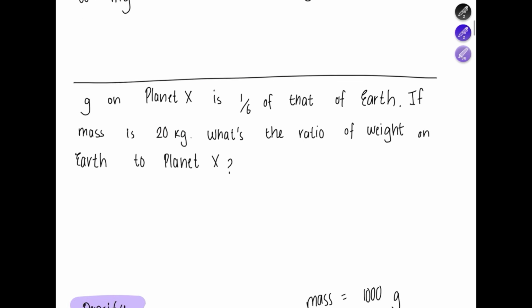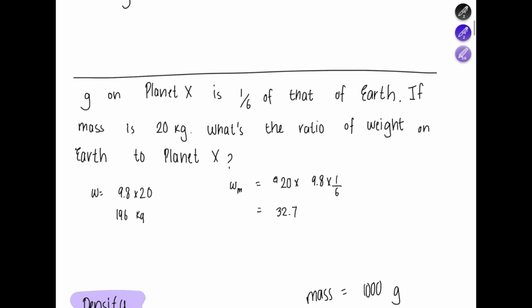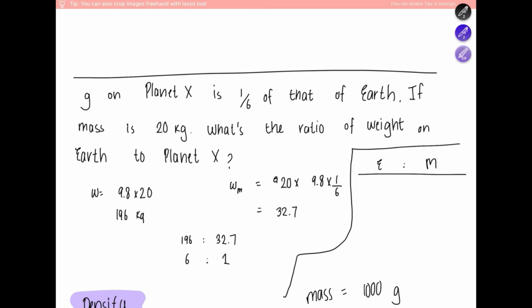So we have a question. The g on planet X is 1/6 of that of Earth. If mass is 20 kilogram, what is the ratio of weight on Earth to planet X? So let's find out the weight on Earth. It's going to be 196. What about for the moon? It's going to be 32.7. So to find the ratio, it's going to be 196 to 32.7, 6 to 1. Without calculation, we can know weight is directly proportional to g when mass is constant. So this would be 1 to 6.